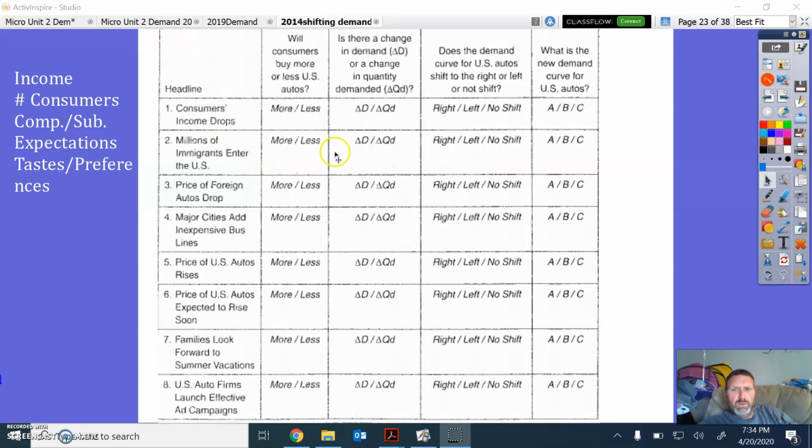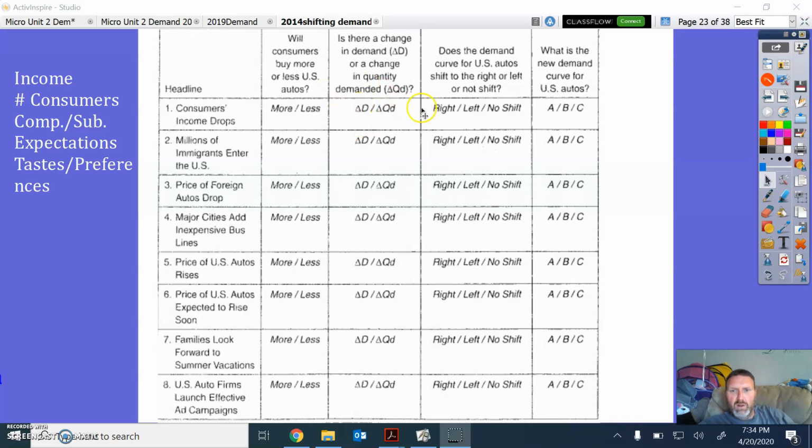What I want you to do is pause the screen when I say so, and then see if you can go through and identify: will consumers buy more or less? This is all in the automobile market. Is this a change in demand or quantity demanded?